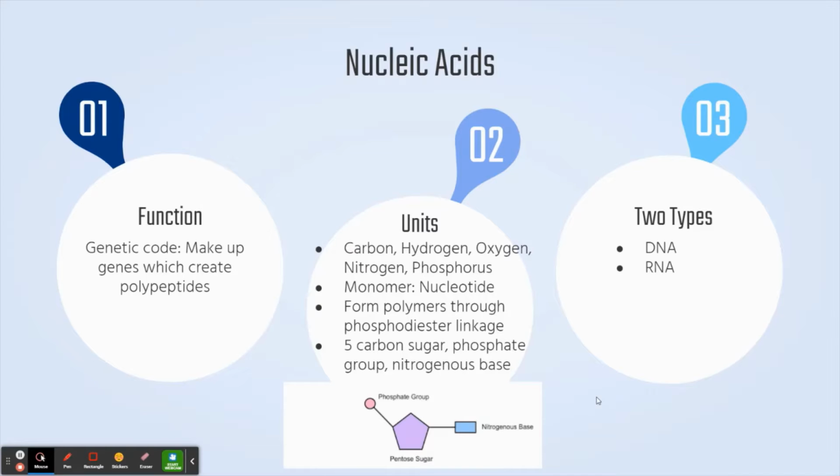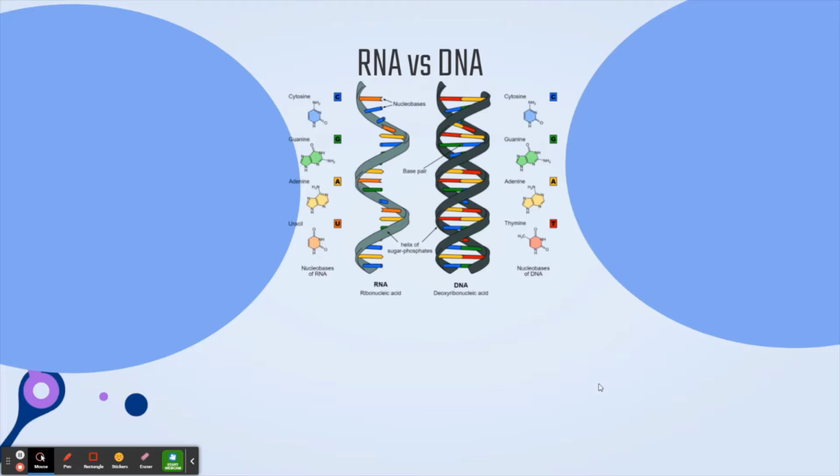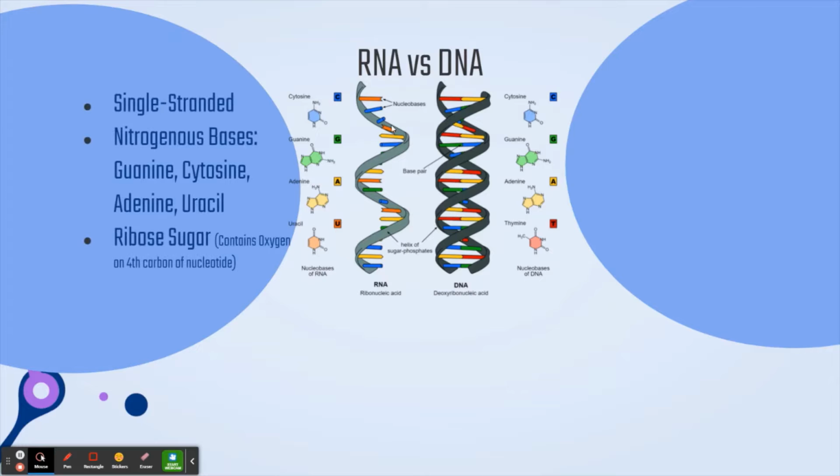And there are 2 kinds of nucleic acids, and they are DNA and RNA, and we'll compare them here. So what are the major differences between RNA and DNA? So let's just look at RNA first. So you can see that RNA is single-stranded only, and its nitrogenous bases are C, G, A, and U, which are guanine, cytosine, adenine, and uracil. And its sugar is actually called the ribose sugar, which is why RNA is called ribonucleic acid, because of the ribose sugar, which means that it contains oxygen on the 4th carbon of the nucleotide.